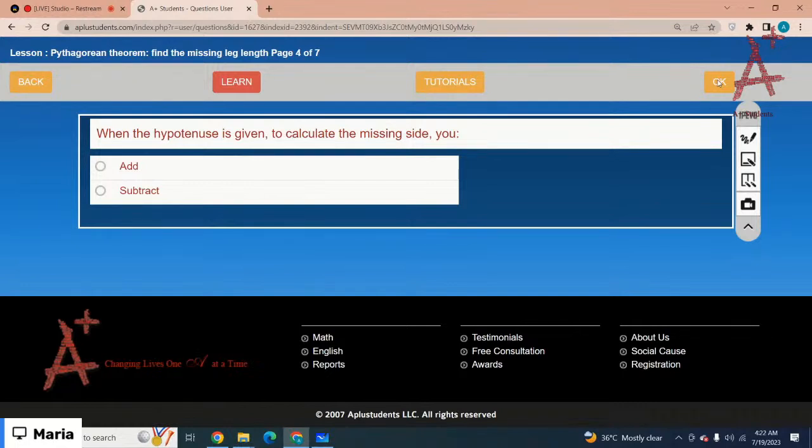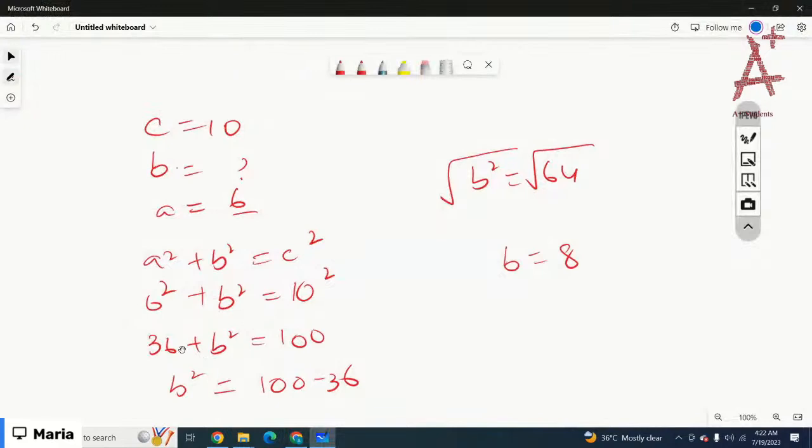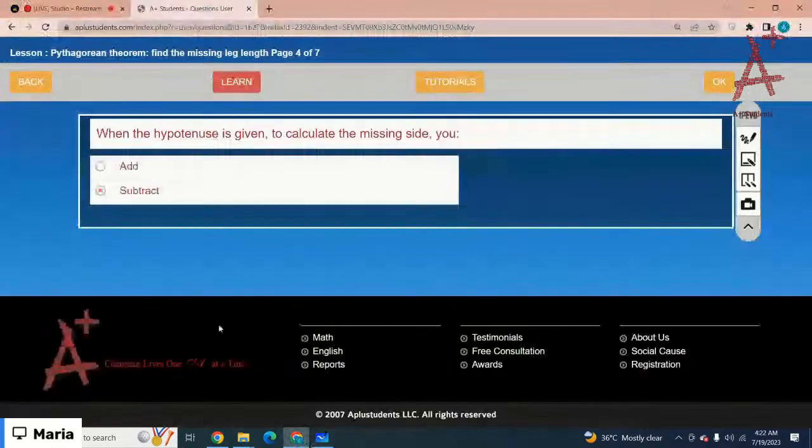When we are given the hypotenuse and we have to calculate the missing side, you subtract. Like we are doing in the same examples, we are subtracting the value on the other side. You can see the one I did on the board. Here you have 36 plus b square equals 100. So what I did, I subtracted 36 to the other side. So the correct option is you subtract.